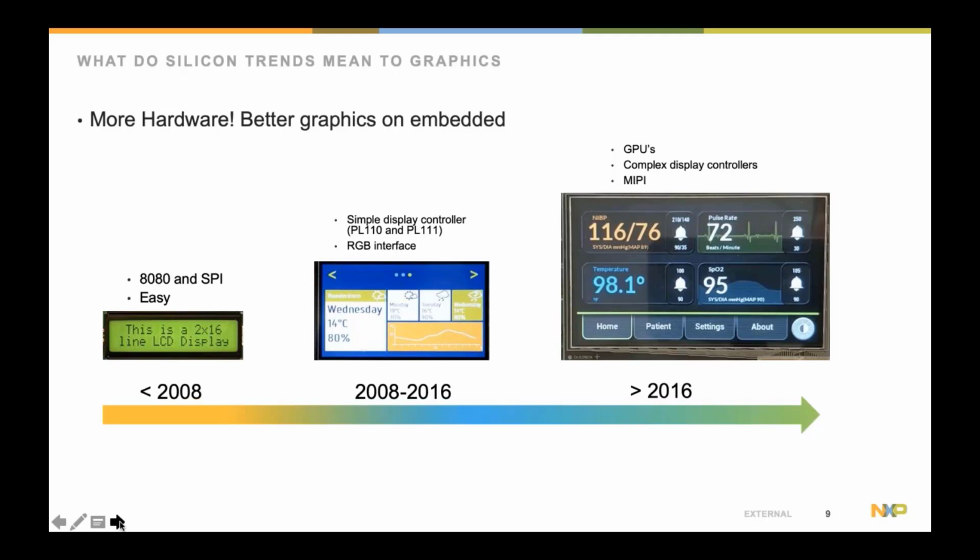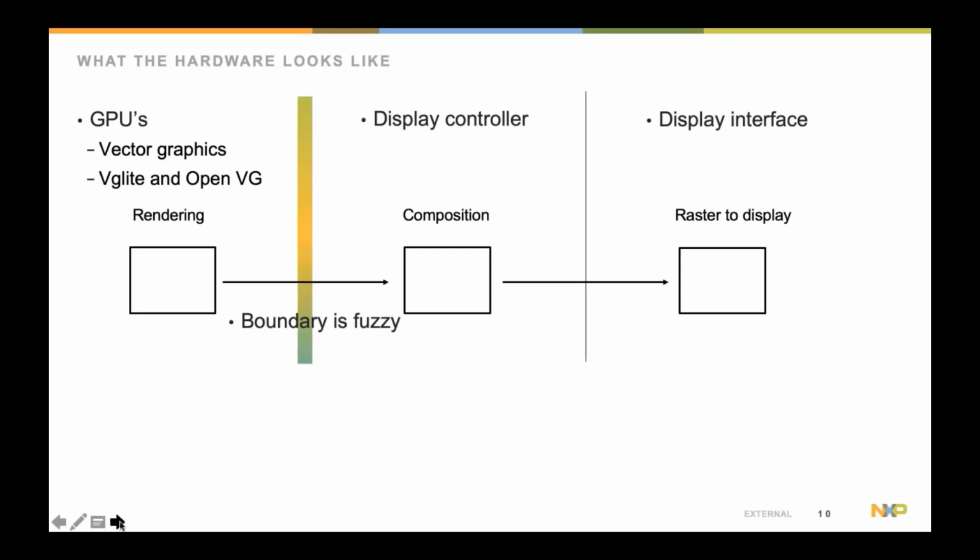But now we're adding GPUs with complex display controllers that support different interfaces like MIPI DSI and MIPI DBI. So the complexity of graphics that we can now have on embedded controllers approaches what you can almost see on an iPhone. It's amazing to see the differences from just a few short years, and process is driving all that.